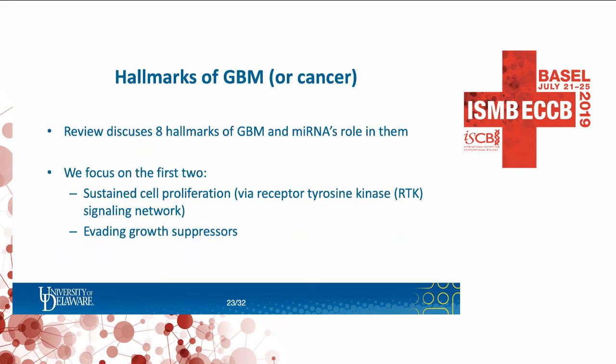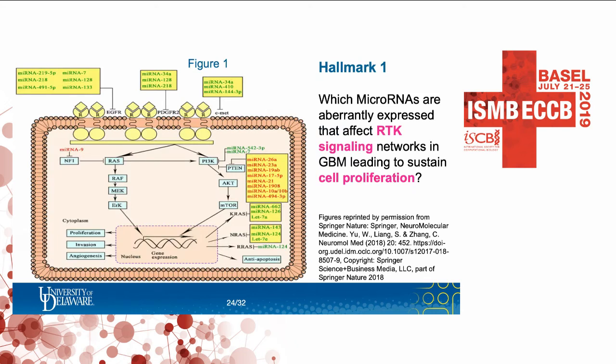So the review discussed 8 hallmarks of GBM and microRNA's role in them, but we focused on the first 2. So the first 2 were sustained cell proliferation via receptor tyrosine kinase signaling network, and the second one was evading growth suppressors. So if we come to the first question, which is about which microRNAs are aberrantly expressed that affect the RTK signaling networks in GBM, leading to sustaining cell proliferation, the answer to this question can be summarized from the figure, from this diagram, from the review that we took.